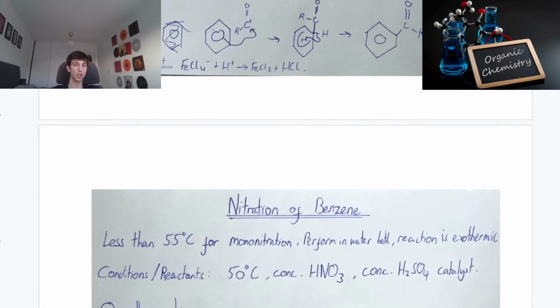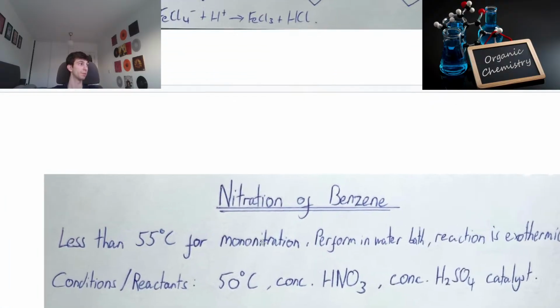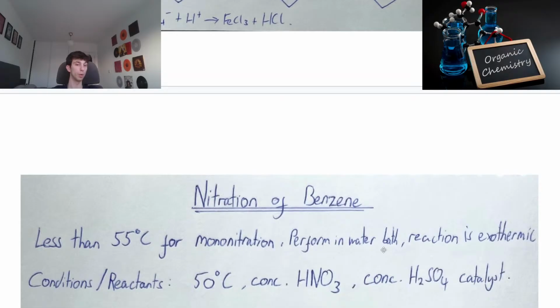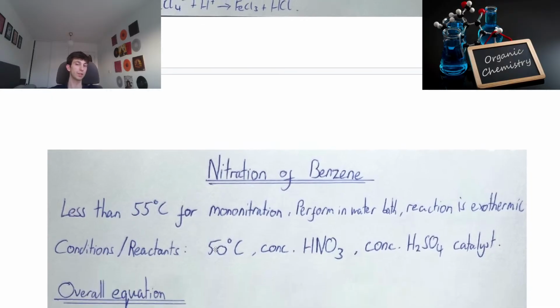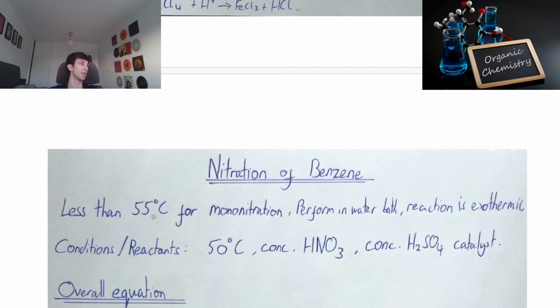So I believe, yeah, nitration of benzene, guys. Another key reaction you have to know. Less than 55 degrees if you want mono nitration. We perform it in a water bath to control the temperature, and the reaction is exothermic. Another reason why we want that controlled temperature. So conditions and reactants, I just said 50 degrees as long as it's less than 55. 50, 45 tends to be a good temperature.